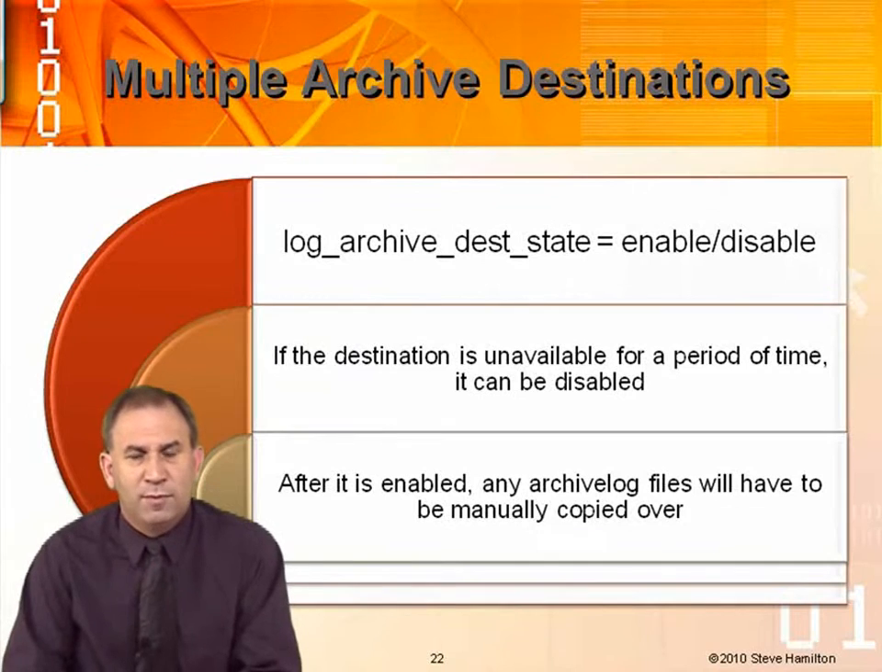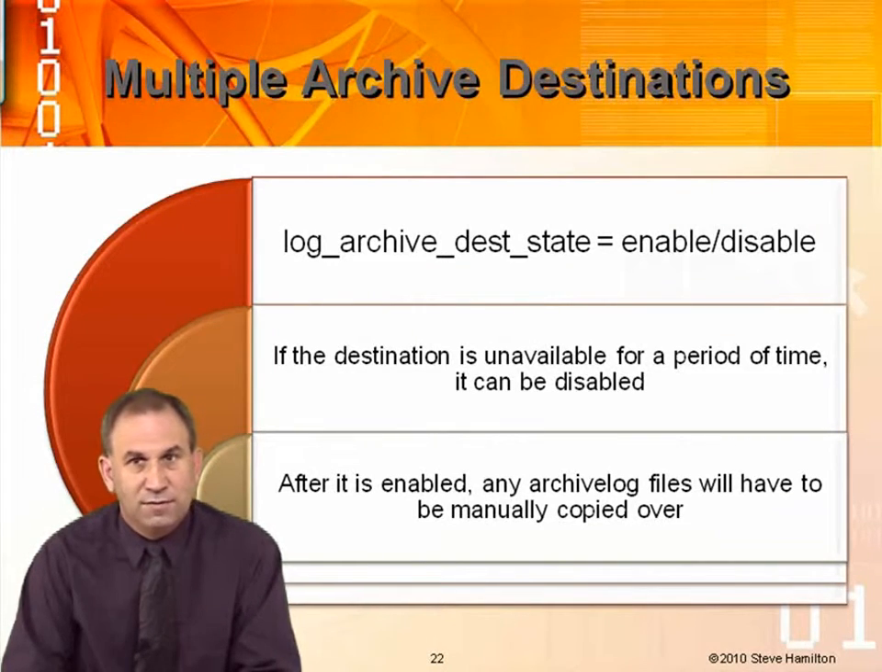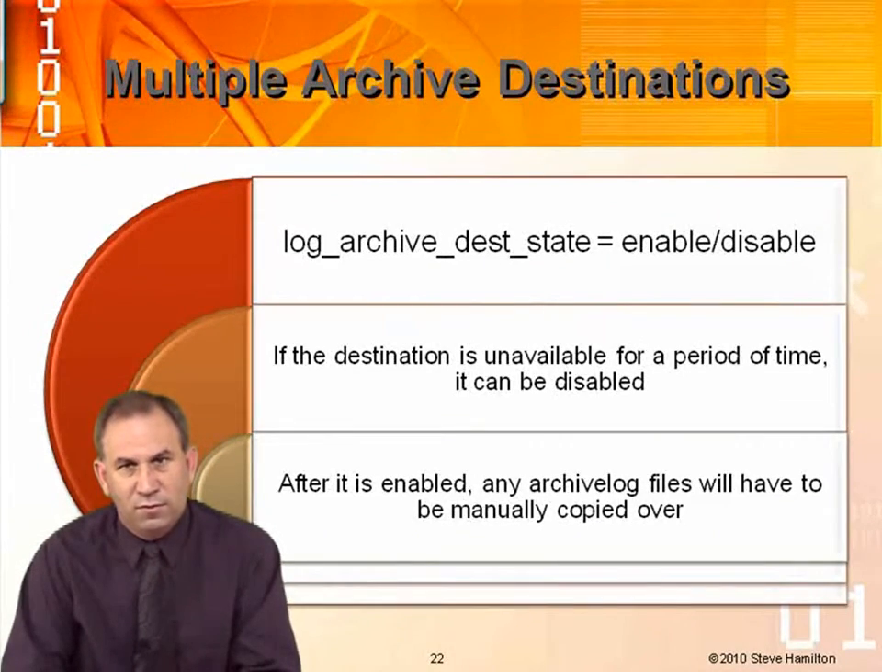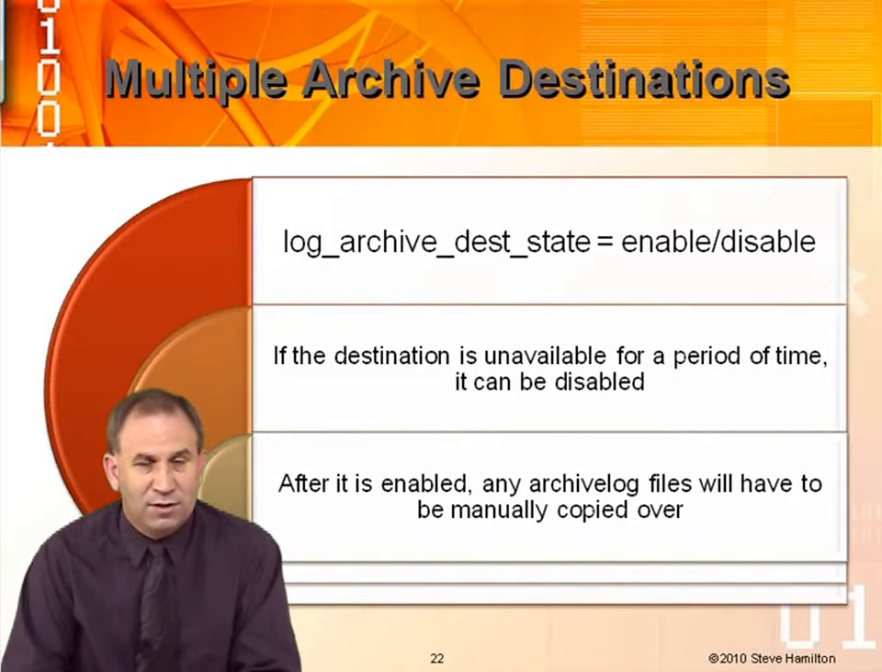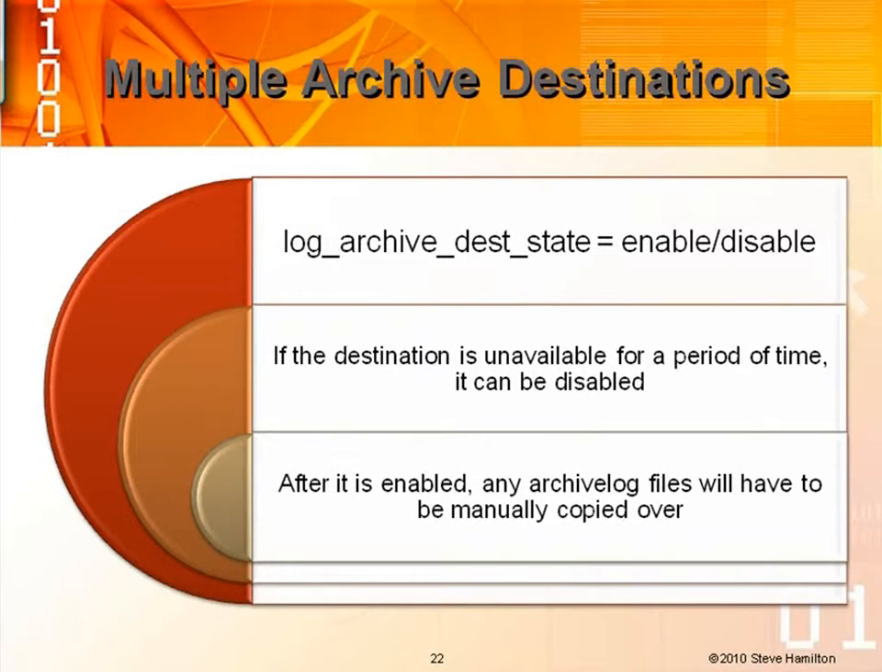The one thing that you will have to remember as a DBA is that after you enable the destination, any of the archive log files that are missing from that destination will have to be manually copied over. So let's say that you had disabled the state while writing log sequence number 50, and when you re-enable the state, you're at log sequence 55. Log sequences 51, 52, 53, 54, and 55 will no longer be in that destination. So you have to manually copy those files over from one surviving location to the location that was just re-enabled.